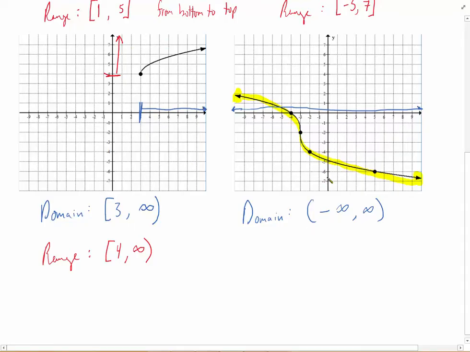Then for the range, if I look at the arrow to the right, it's continuing downward as I move to the right, so I can get any negative y value, and it's connected between. And if I look at the arrow to the left, it's continuing upward to positive infinity as I move to the left. And so I can get any y value in the range. And so the range is also negative infinity to infinity.